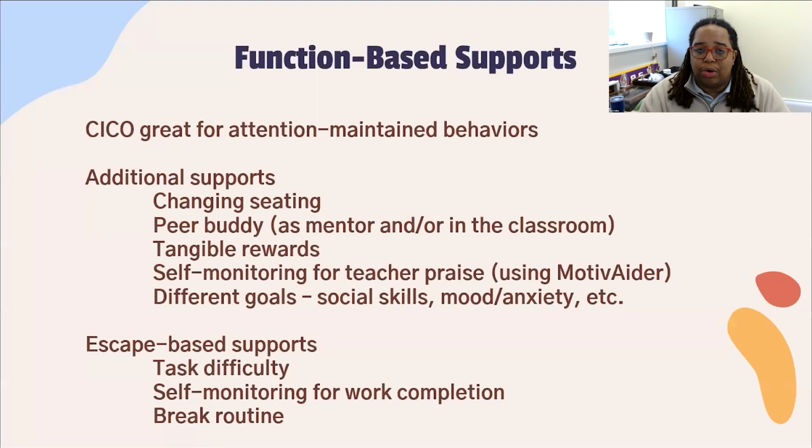Again, thinking about different goals that we could put in place, things about social goals around anxiety and mood goals, around how they're interacting with other people, whether they're in seat or out of seat, right? We can really think about any types of behaviors that we want to put in place to be what we're monitoring on that direct behavior rating form.